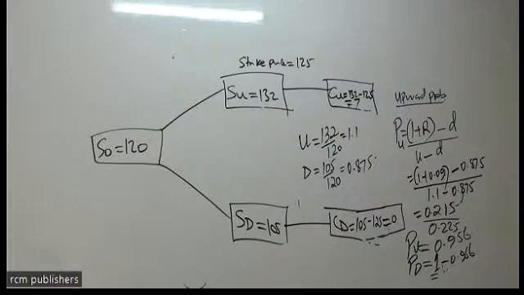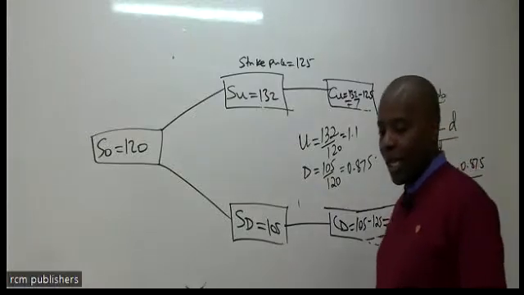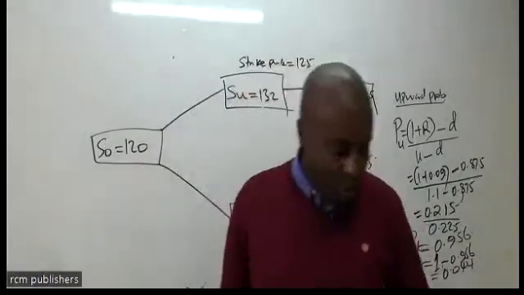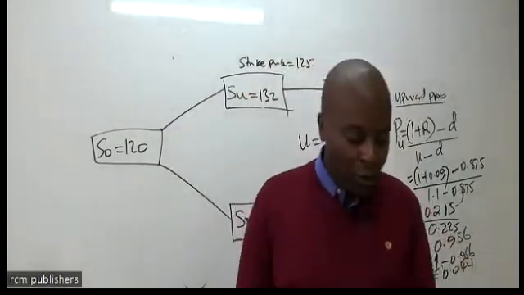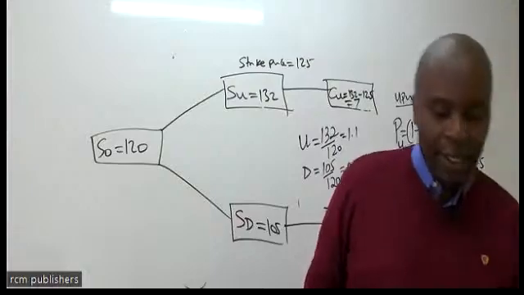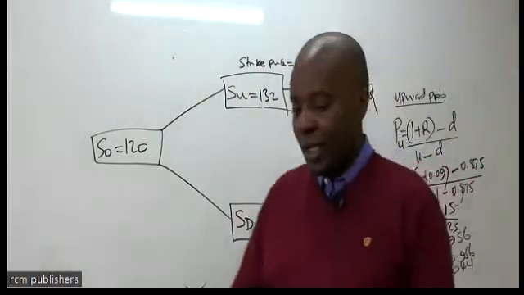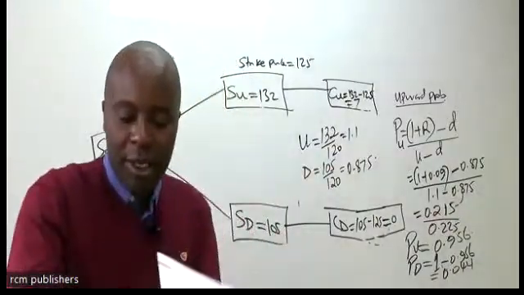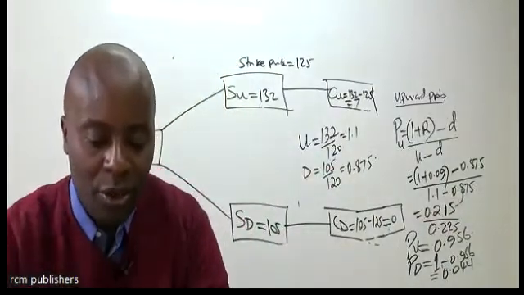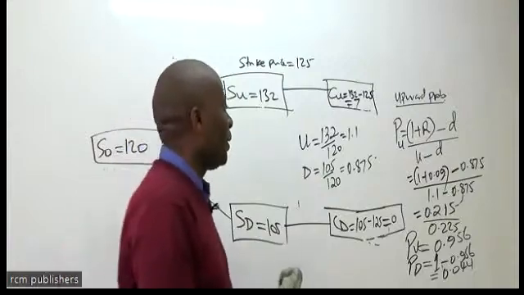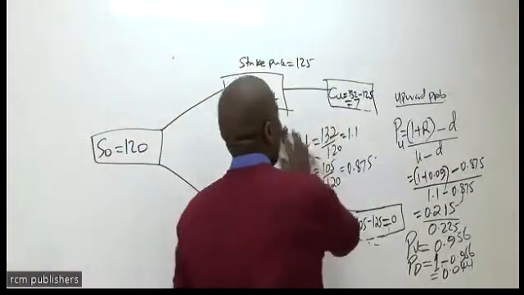1 minus 0.956 gives me 0.044. So this is what I'll come and put here. This is so interesting, because this is what I'll put here.